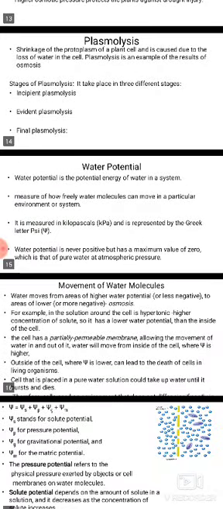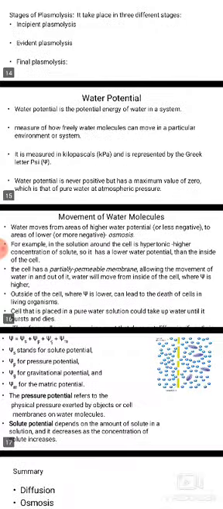Water potential. Water potential is the potential energy of water in a system. It is a measure of how freely water molecules can move in a particular environment or system. It is measured in kilopascals and it is represented by the Greek letter psi. Water potential is never positive but has a maximum value of 0, which is that of pure water at atmospheric pressure.